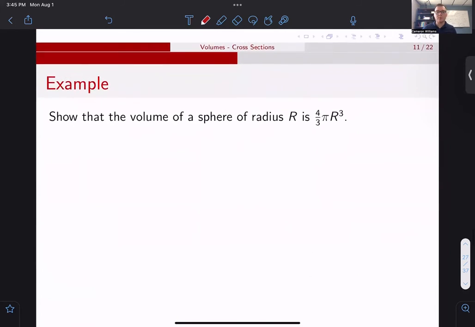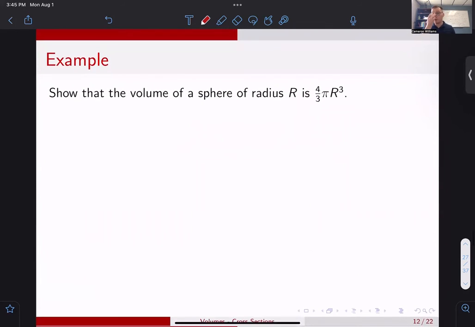All right, so let's do an example. Let's show that the volume of a sphere of radius big R is 4/3 pi r cubed. You know this formula, you've seen it since maybe 6th or 7th grade, something like that. You may never have actually seen the derivation before. Let's go do it.